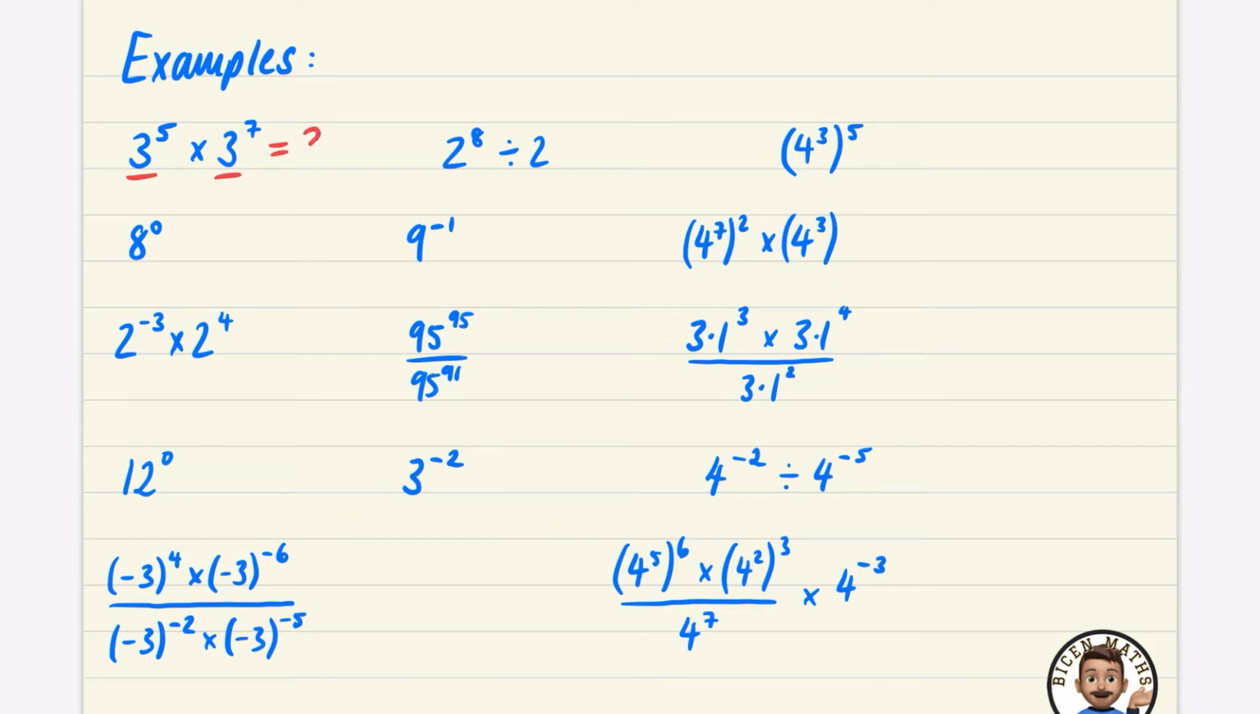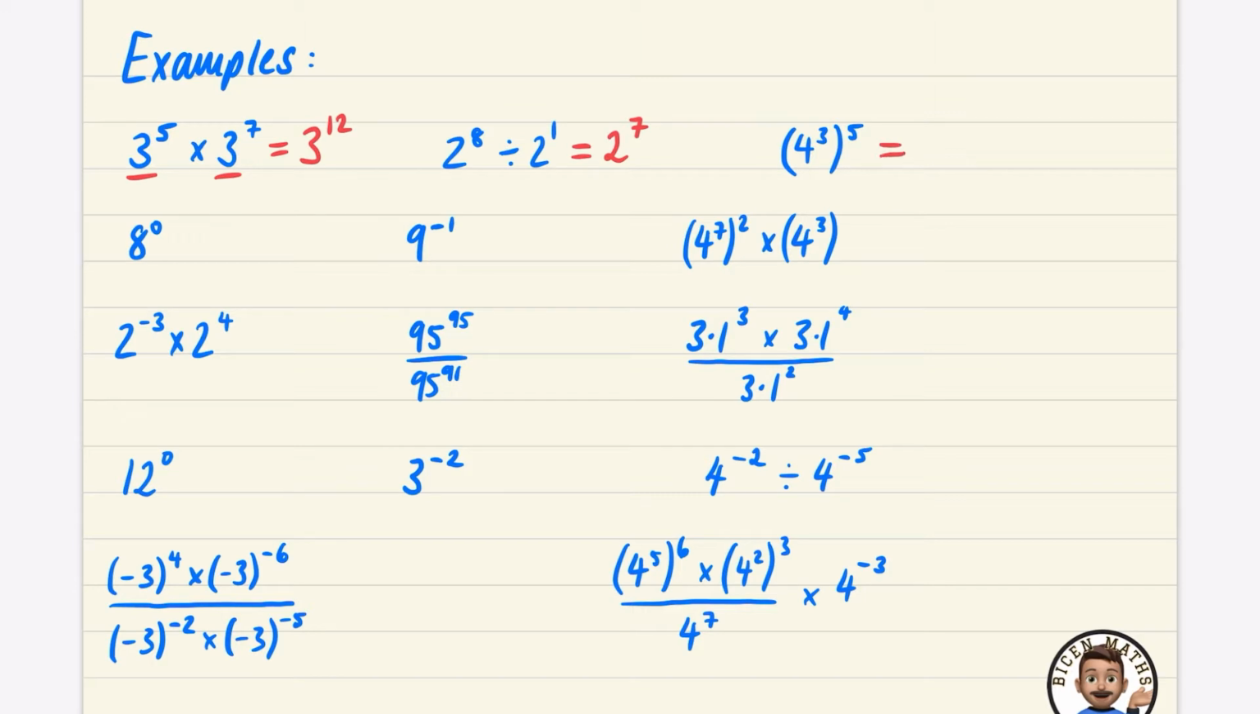5 plus 7 is 12. Coming across the page here, this seems a bit weird because this one doesn't actually have a power. But if it doesn't have a power written next to it, we know that there is actually a power of 1 there. So I'm dividing, that means I'm going to take the power of the 8 and the 1, and I'm going to subtract them. And 8 take away 1 is 7.